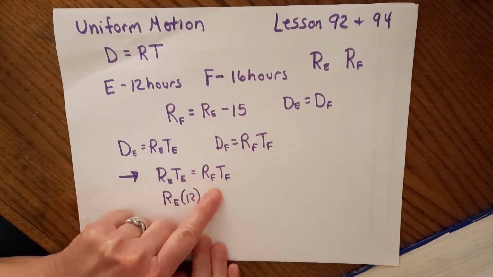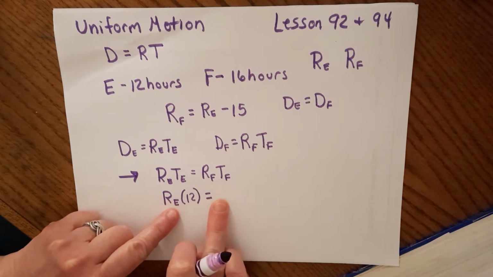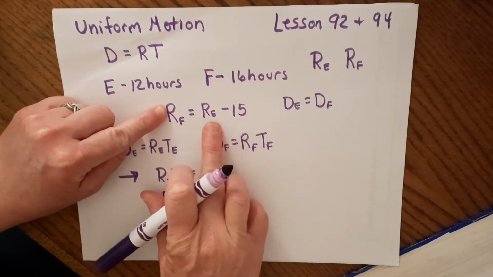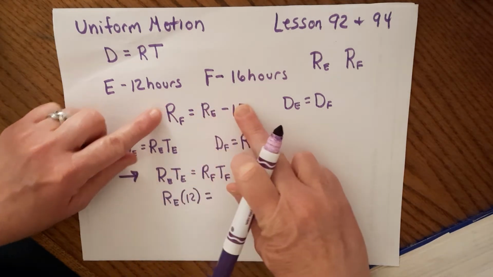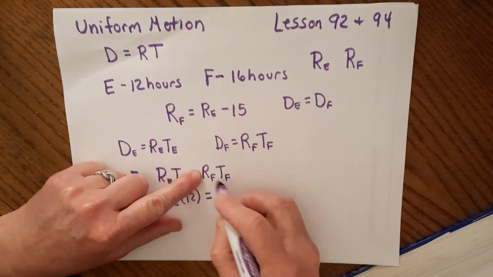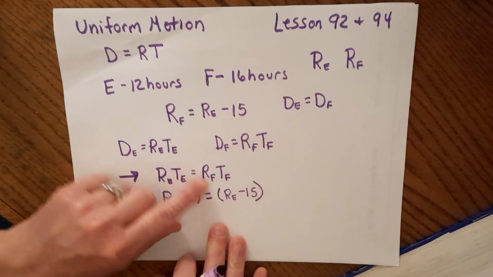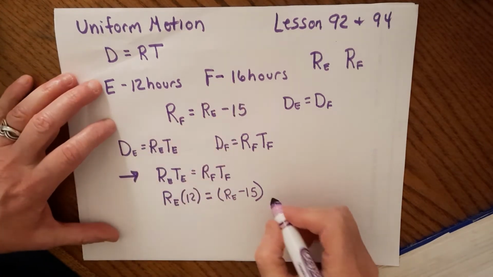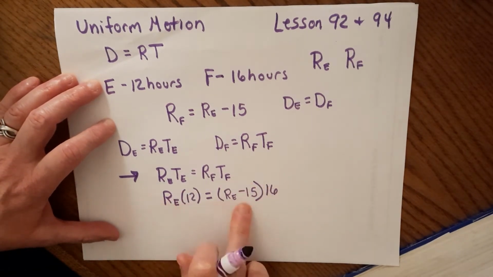Now, the rate of the freight train, we don't want to write RF because that would make 2 different variables in this equation, an RE and an RF. We only want REs. But if we look up here, we see that the rate of the freight train is equal to the rate of the express train minus 15. So we can take this expression right here and substitute it for the rate of the freight train because they're equal. So right here, instead of writing RF, we're going to write the rate of the express minus 15. Now we have another number to fill in, the time of the freight train. The time of the freight train is 16 hours. Now that we have this new equation with only one variable, we can solve it.